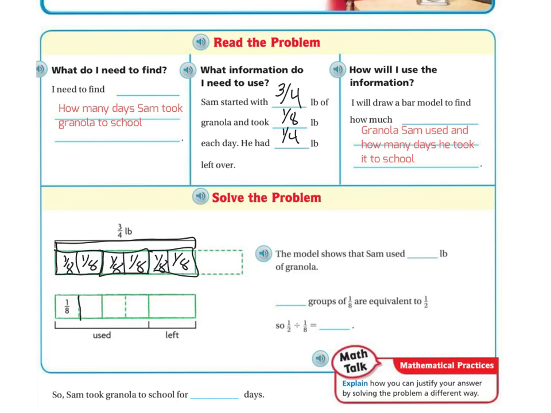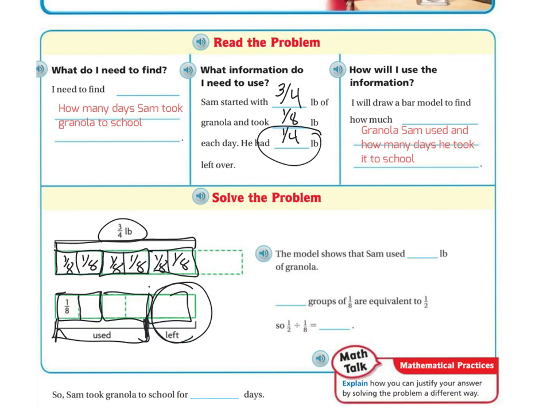If I'm looking at the model, it says that he's going to have 1/4 pound left over, right? So he had 3/4 to start with, so that's 1/4, 2/4, 3/4. This is how much he's used right here, and this quarter is how much is left over. So we know that Sam used 1/2 pound, because he used all of this, right?